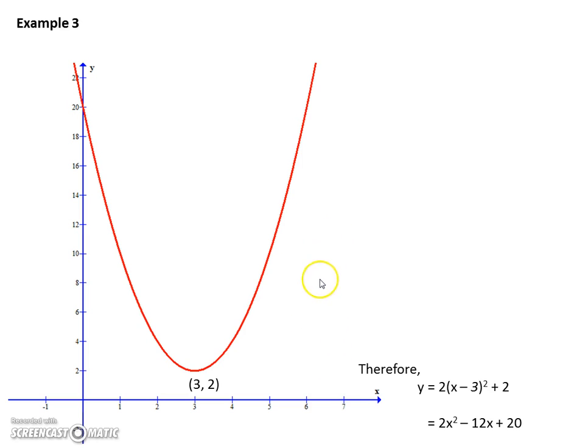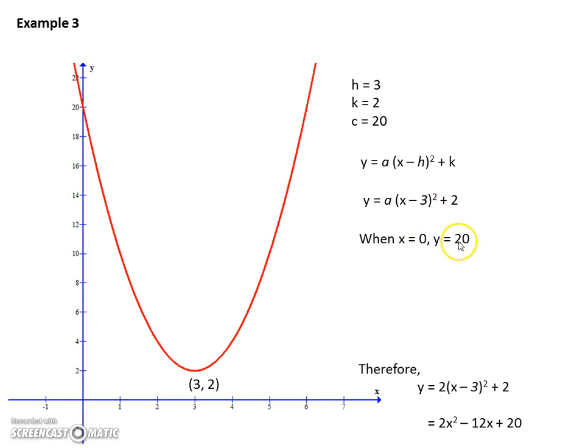Okay, this one's different. I've given away the answer before we start, but anyway, here we go. I know that (h, k) is (3, 2), so h is 3, k is 2, and I know that my y-intercept here is 20, so c equals 20. Use this formula this time. Okay, so minus 3 plus 2 in there. Then, like we did before, when x equals 0, y equals 20. Sub those numbers in, work it out, a equals 2, and then you sub it in finally to get your final answer.